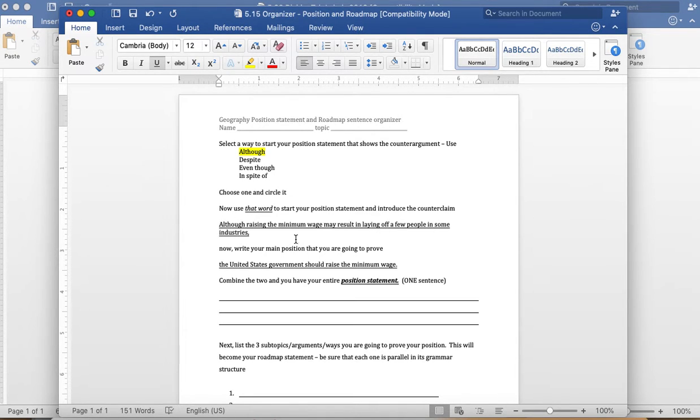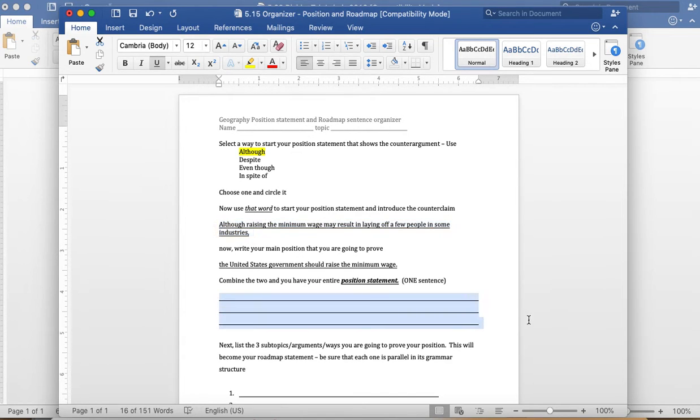So although raising the minimum wage may result in laying off a few people in some industries, comma, our counterclaim always has a comma after it, the United States government should raise the minimum wage. So here's my counterclaim. Here's my position statement. Now I'm going to combine these two and write my entire position statement sentence, which includes the counterclaim with the position statement that I'm going to prove. So for our sake here, I'm just going to copy and paste this.